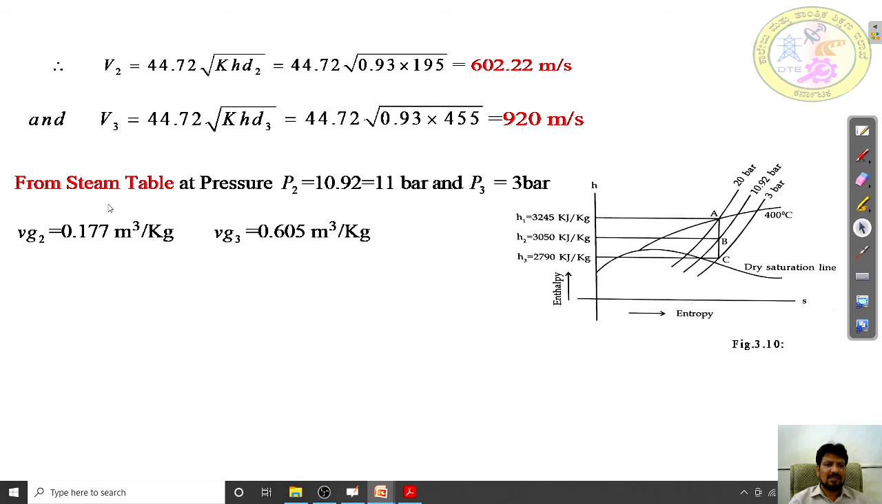Now from the steam table, corresponding to a pressure of 10.92, or 11 bar, and 3 bar. When corresponding to a pressure of 11 bar, note down the value of Vg2. From the steam table corresponding to a pressure of 11 bar, Vg2 is 0.177 meter cube per kg. So how are we going to read the steam table corresponding to a pressure of 11 bar?